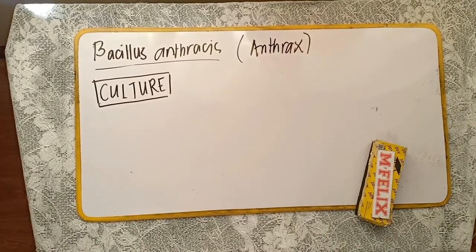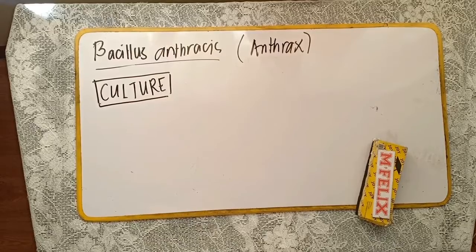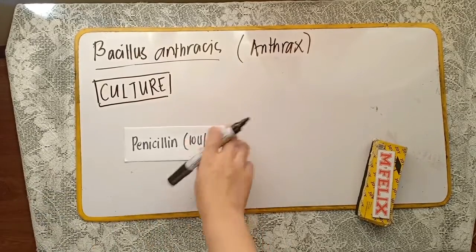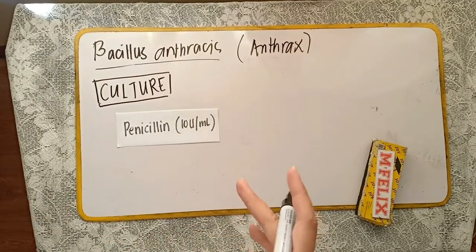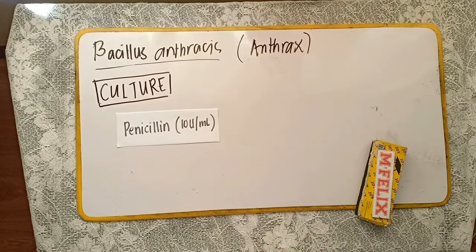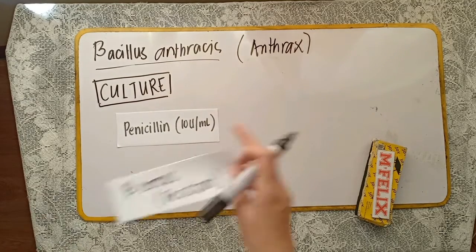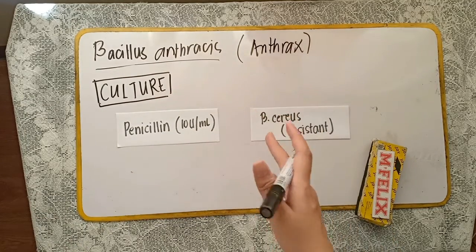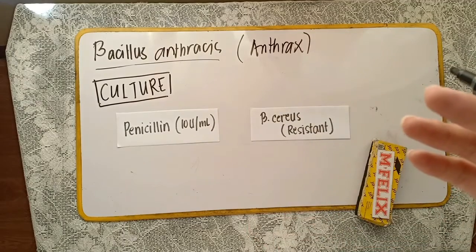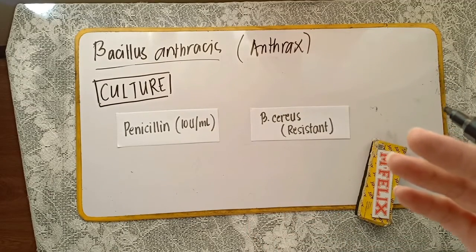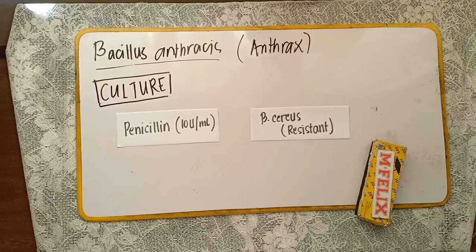Also, your Bacillus anthracis, they are very susceptible to penicillin. And then, you can actually use this as differential test to differentiate it from Bacillus cereus being resistant to penicillin. Okay, so pwede mong gamitin yung susceptibility test to differentiate it from Bacillus cereus.